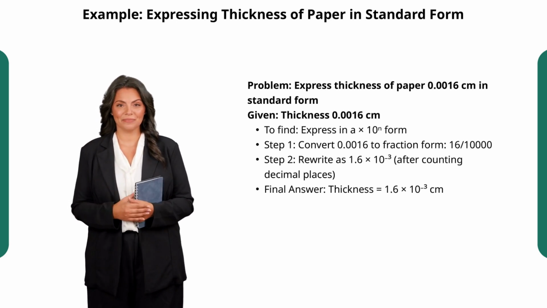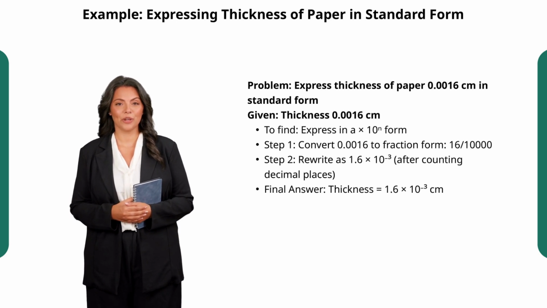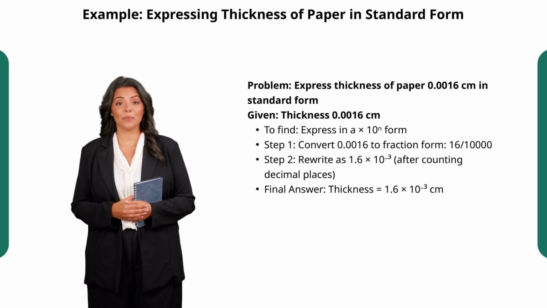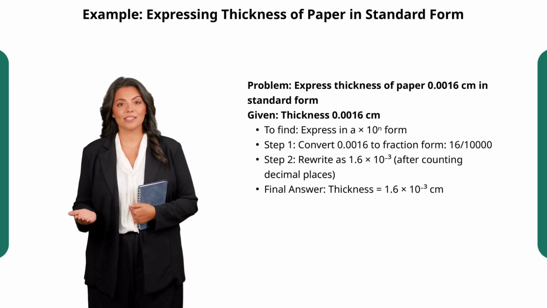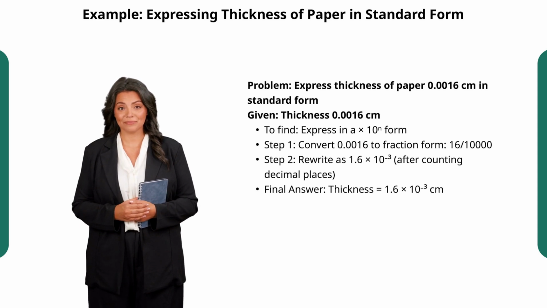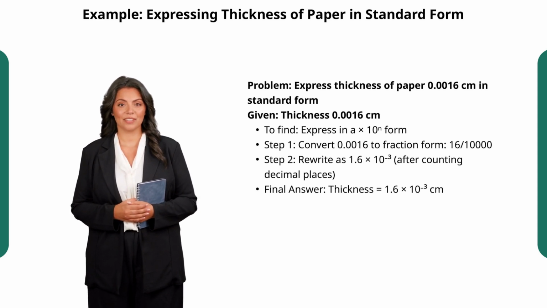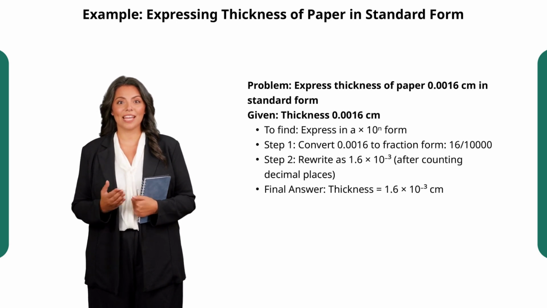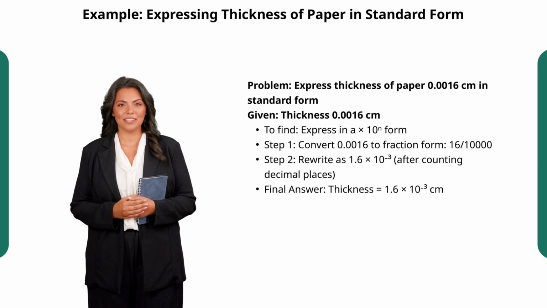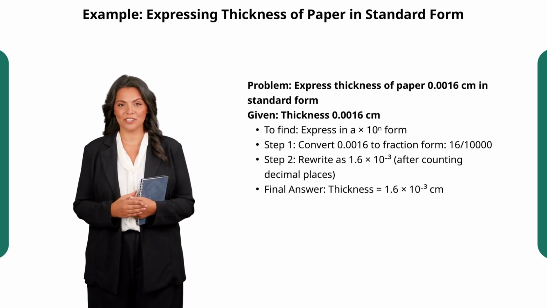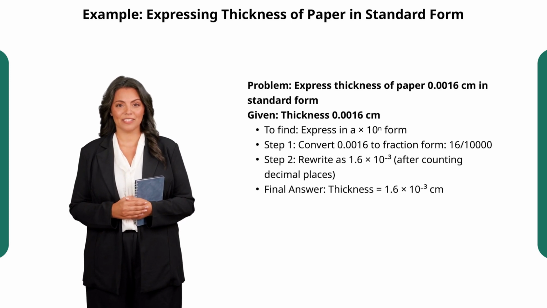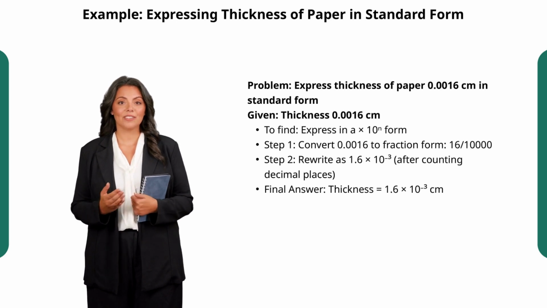How do we do that? Because 0.0016 is 1.6 moved 3 decimal places to the left, corresponding to an exponent of negative 3. Hence, 0.0016 centimeters equals 1.6 times 10 to the power of negative 3 centimeters. This expression is compact and useful for scientific calculations, such as in materials science or manufacturing, where precise thickness matters.